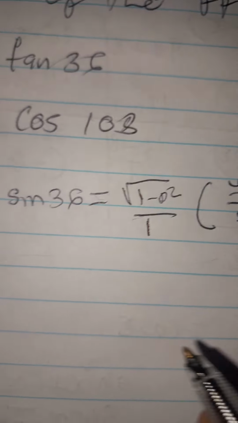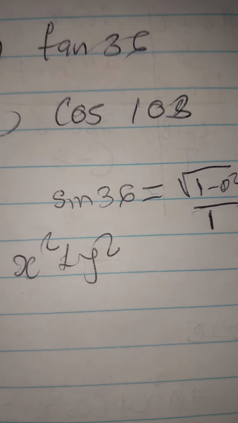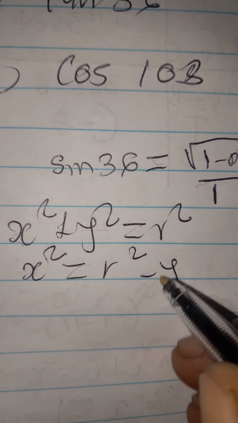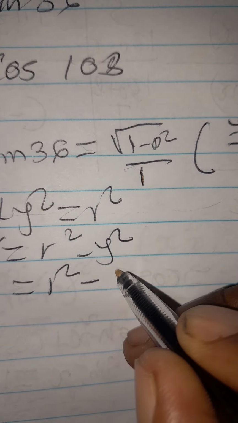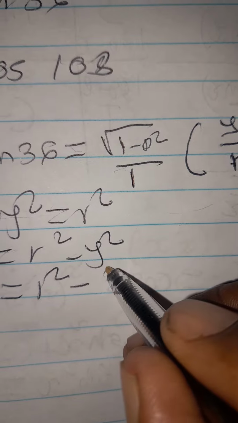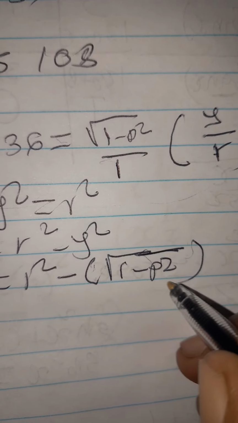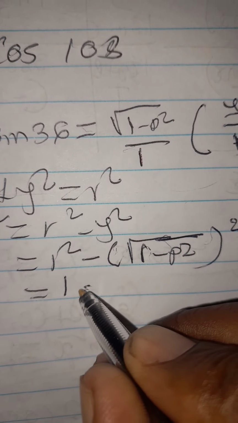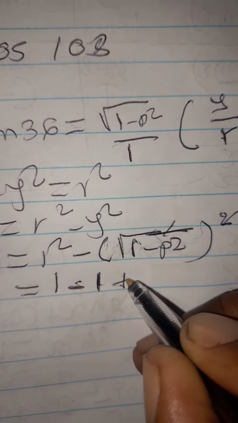So what is your adjacent? We need to find it using the theorem of Pythagoras: x squared plus y squared equals r squared. What are we looking for? We're looking for x squared, so we are going to say r squared minus y squared. Remember, our hypotenuse is 1. So what is our opposite? That will be root 1 minus p squared, squared. Remember it's squared here, so the root and the 2 cancel each other. Then we are left with 1 minus p squared there.